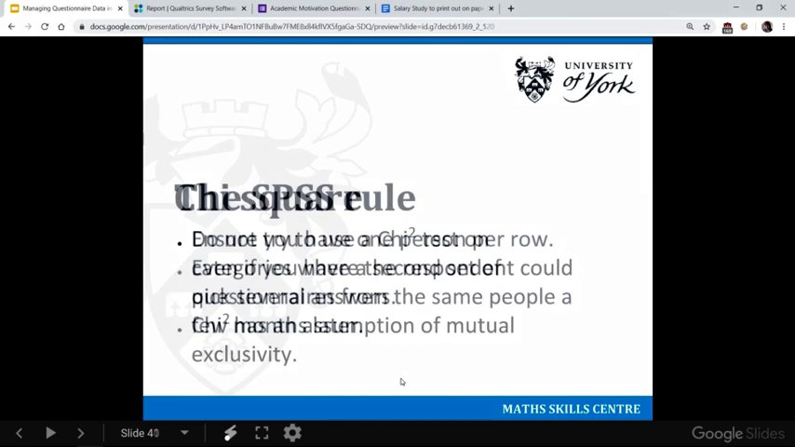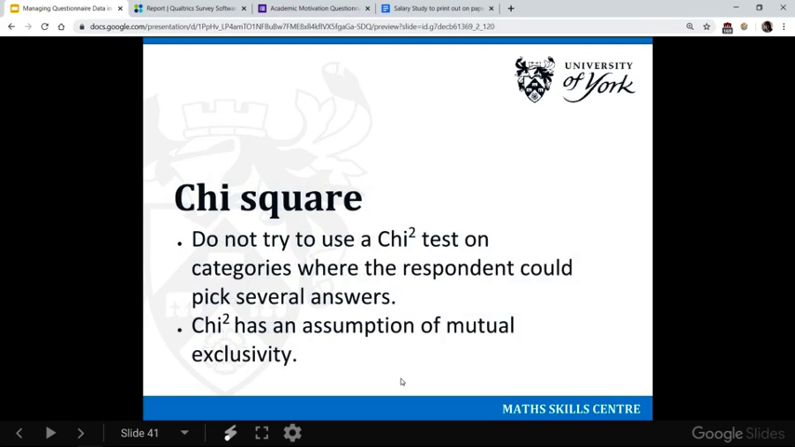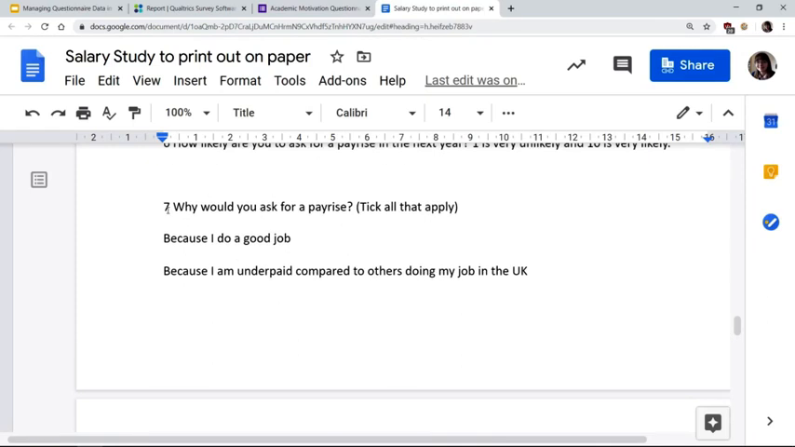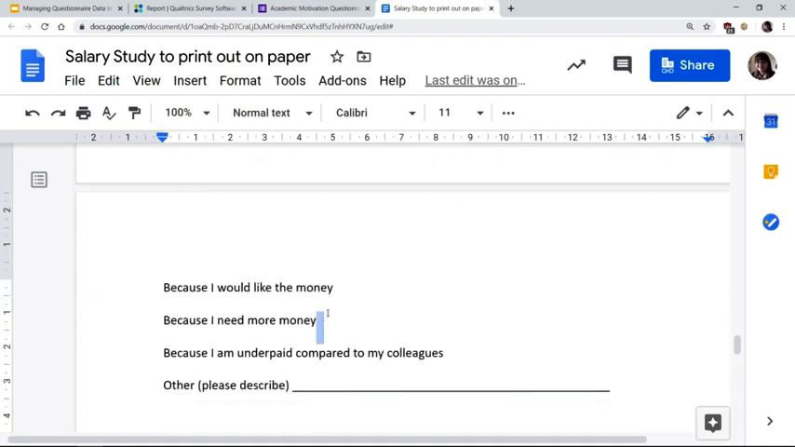When it comes to chi-squared, I quite often encounter people who are trying to do a chi-squared for a question where respondents could pick several answers. And what I mean by that is if we look at this question in the salary survey, why would you ask for a pay rise? And it says tick all that apply. So that means that people can tick this one and then that one.